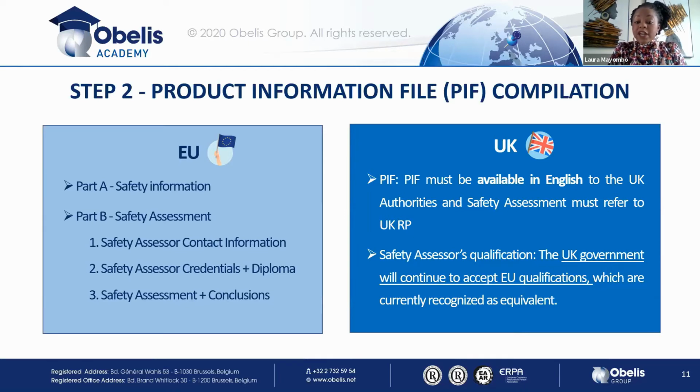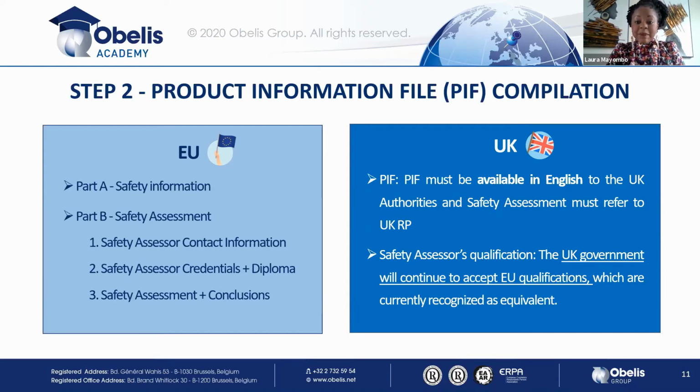In UK, the structure of the product information file will remain the same. Nevertheless, the product information file must be available in English to the UK authority, and the safety assessment must refer to the UK RP. Regarding the safety assessor qualification, the UK government will continue to accept EU qualifications which are currently recognized as equivalent. So no major change in terms of the format, no major change in terms of the content, no major change in terms of the safety qualification of the assessor.